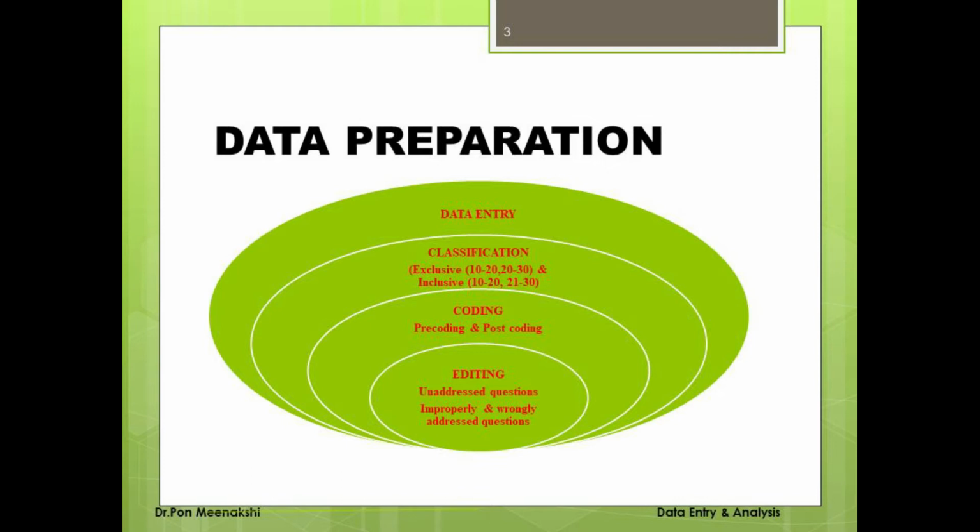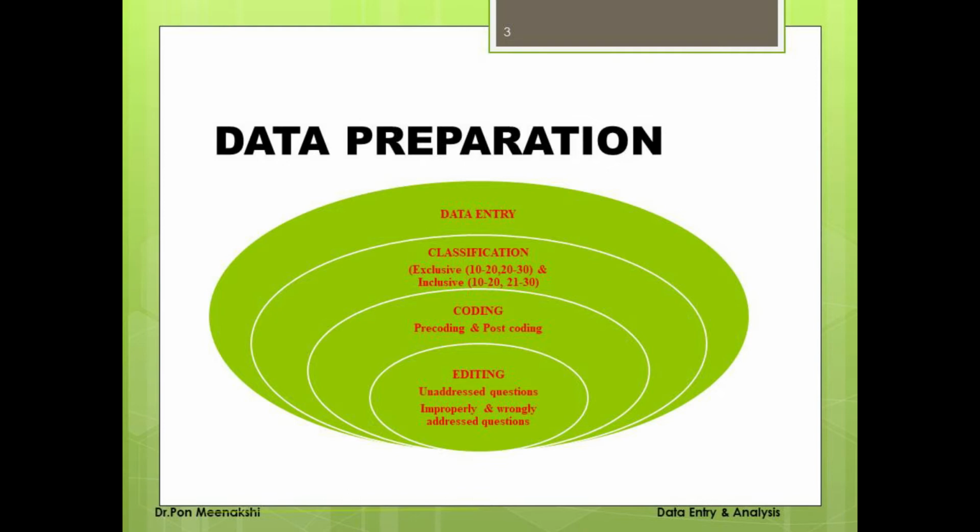The second part is coding. Coding means it provides data in the form of symbols, characters, and numbers. So it helps the researcher to interpret the data and derive accurate results. Coding data are of 2 types, pre-coded and post-coded.